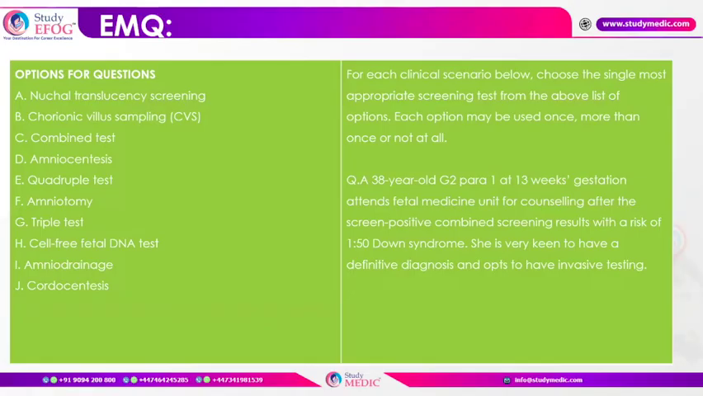Nuchal translucency scan, chorionic villus sampling, combined test, amniocentesis, quadruple test, amniotomy, triple test, cell-free fetal DNA, amnioreduction, amniodrainage, and chordocentesis.